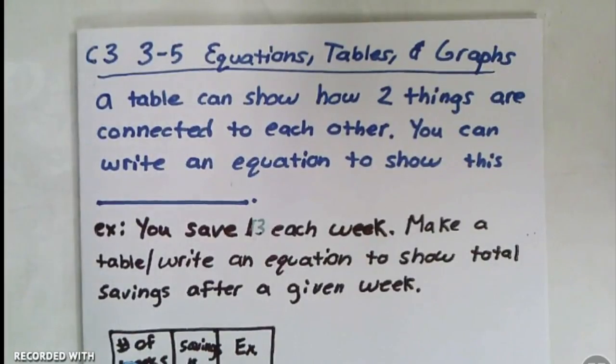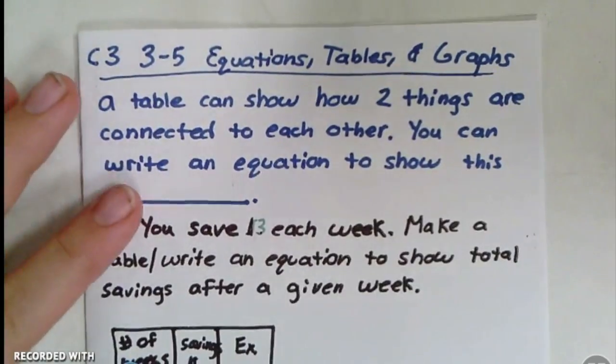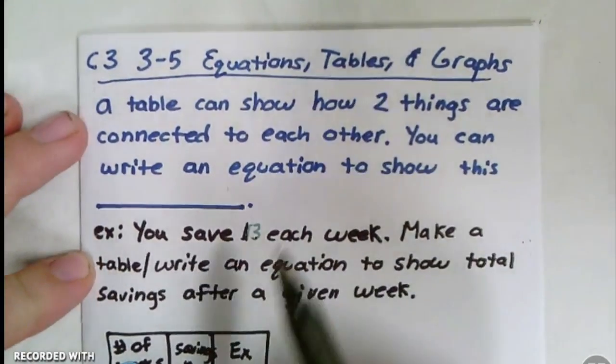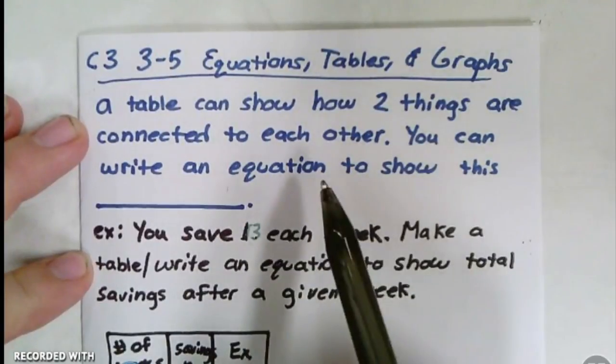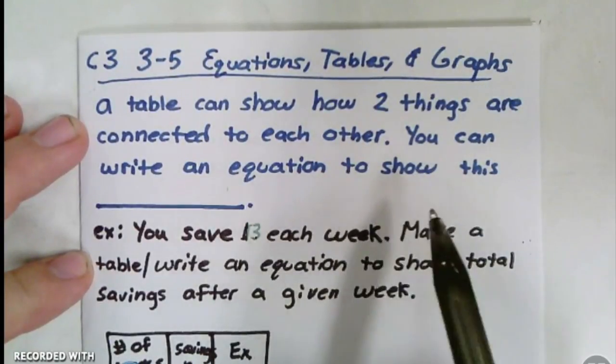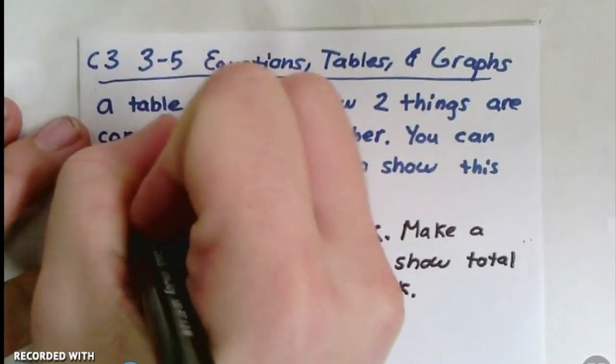Welcome to lesson 3.5 on equations, tables, and graphs. We're going to see how all these things are related to each other and how we can use them, okay? A table can show how two things are connected to each other. You can write an equation to show this relationship.